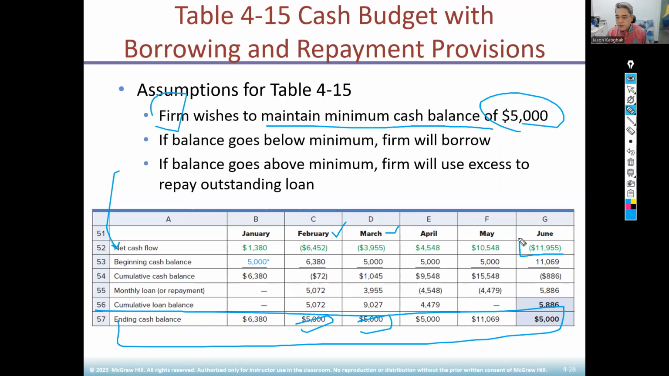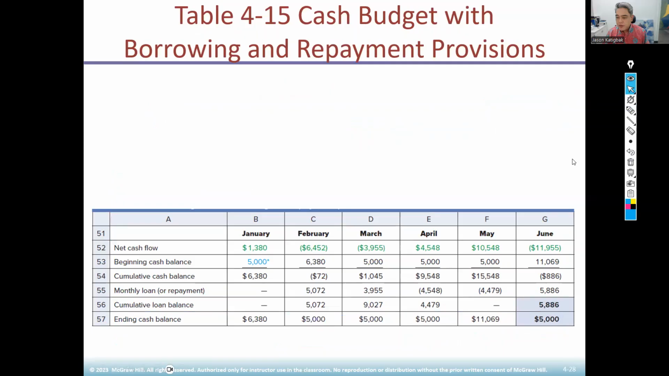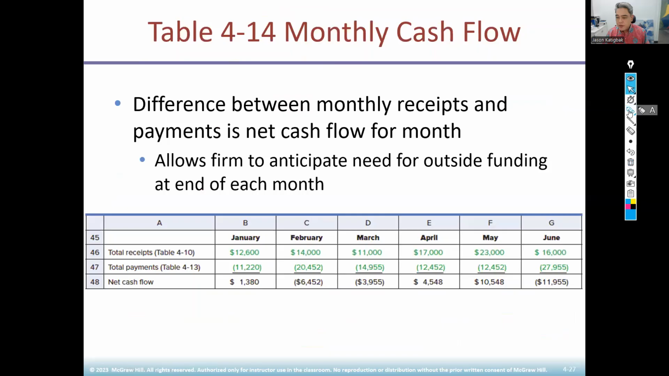Let's make sure that we can zone into a number. Negative 11,955 here is because it came from, let me go up, okay? It came from the total cash receipts, which we have also in the Excel one, and then the total minus the cash outflow or the cash payments. That's why 16, then deduct 27,955, which is the cash payments for June, equals the negative 11,955.